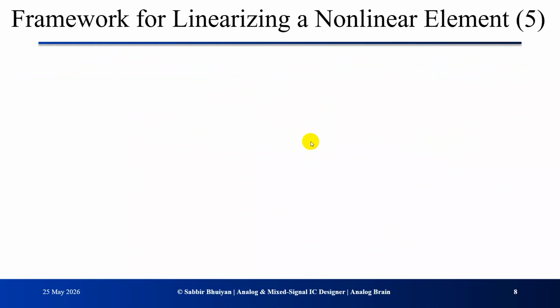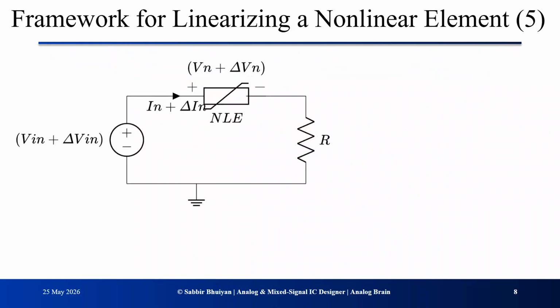Let's see. Now we'll apply Taylor expansion to our nonlinear current-voltage relationship. The total current can now be written as the DC operating current plus an incremental term. So this is Vn, this is plus del Vn, the small signal, and this is In from this Vn, and this is del In from this del Vn. As this current In plus del In goes through this nonlinear element, there will be a voltage drop: this Vn is dropped due to this In, and this del Vn is dropped due to this del In.